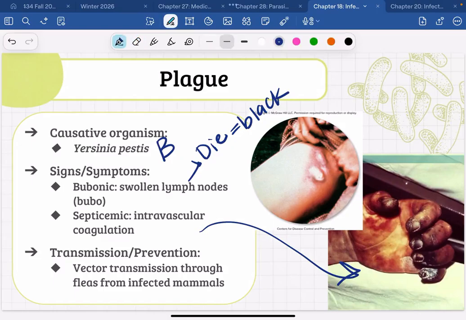Now, however, now that we have antibiotics, if you contract bubonic plague, it's usually pretty treatable if it's caught early enough. So that's why they tend to treat people who are bitten by squirrels and stuff like that pretty aggressively early on. Because if you treat it early, you usually have a very good chance of survival.